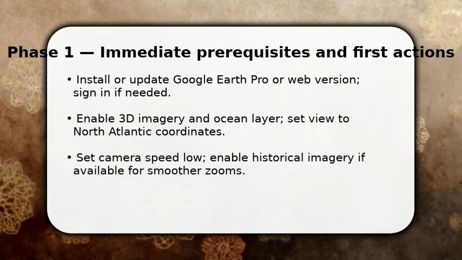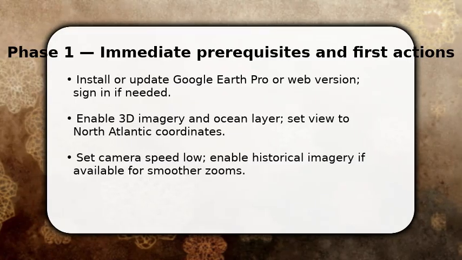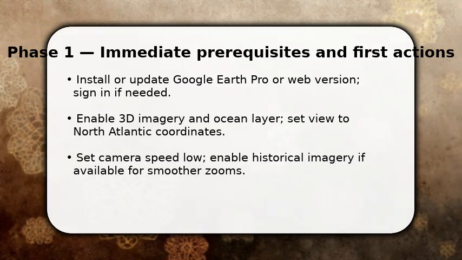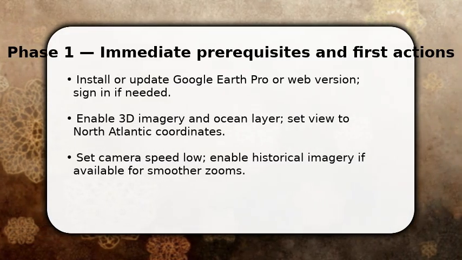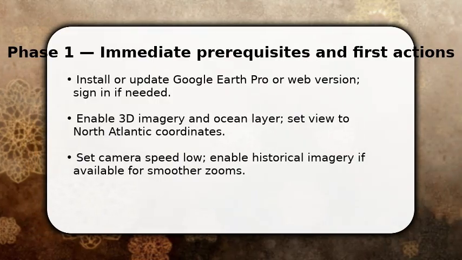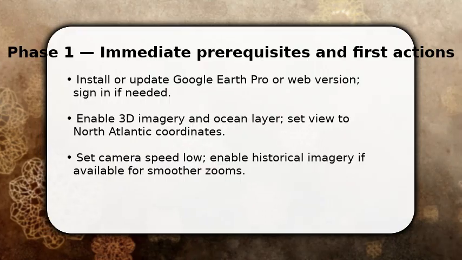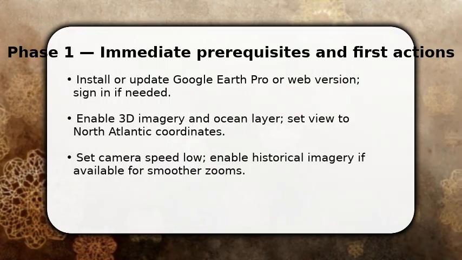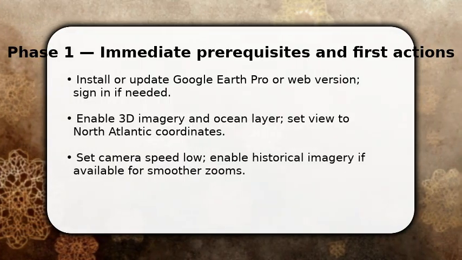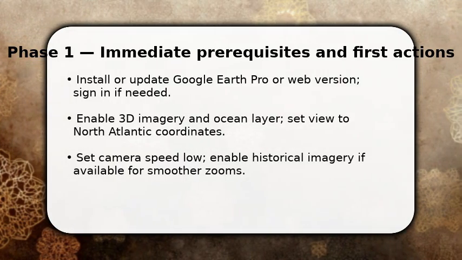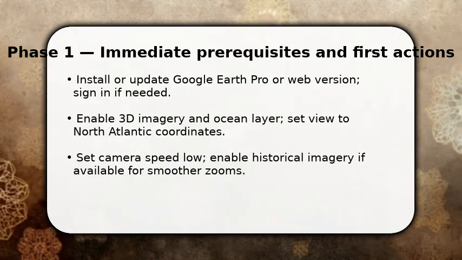You start by launching Google Earth and immediately enabling the ocean layer because the wreck lies deep and you need seabed context. Once done, set camera speed to low so zooming is precise and switch to a 3D view for realistic perspective. Make sure historical imagery or bathymetry overlays are on, since these enhance seafloor detail.